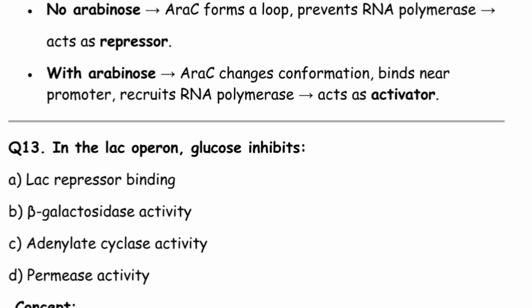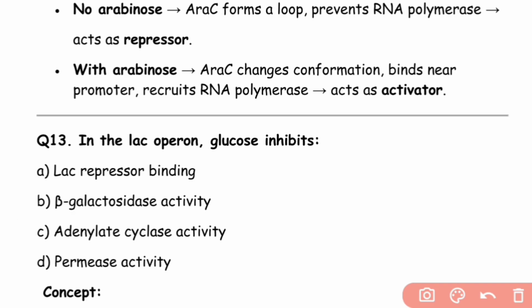So it has both roles, as an activator as well as a repressor. Next question. In the lac operon, glucose inhibits A. lac repressor binding, B. beta galactosidase activity, C. adenylate cyclase activity, and D. permease activity. The correct answer is C, adenylate cyclase activity. We have already gone through this concept.